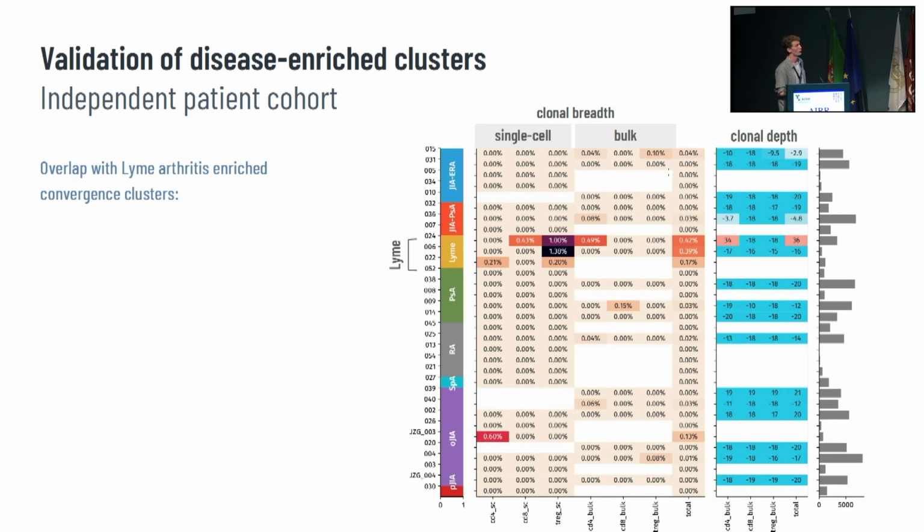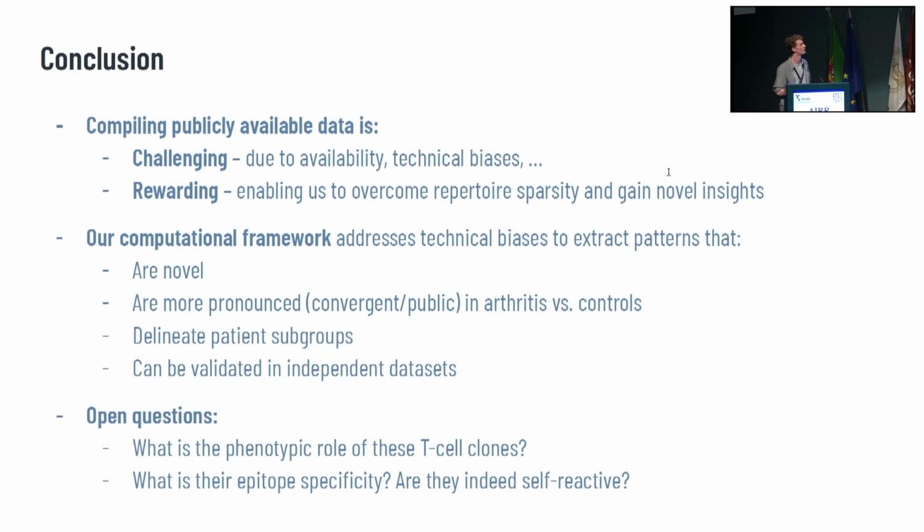We also see for other subgroups, for example, for Lyme arthritis patients, that we find the same pattern. So we select Lyme arthritis clusters and then look in our independent dataset, and we also see that these patients have TCRs from the Lyme arthritis clusters, which are not often present in other arthritis types.